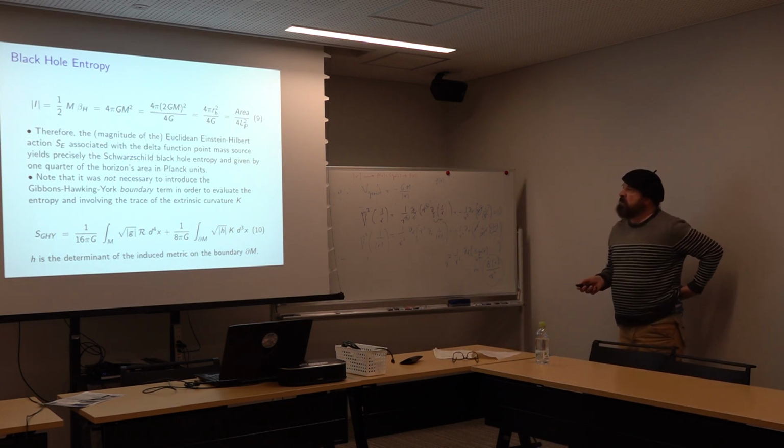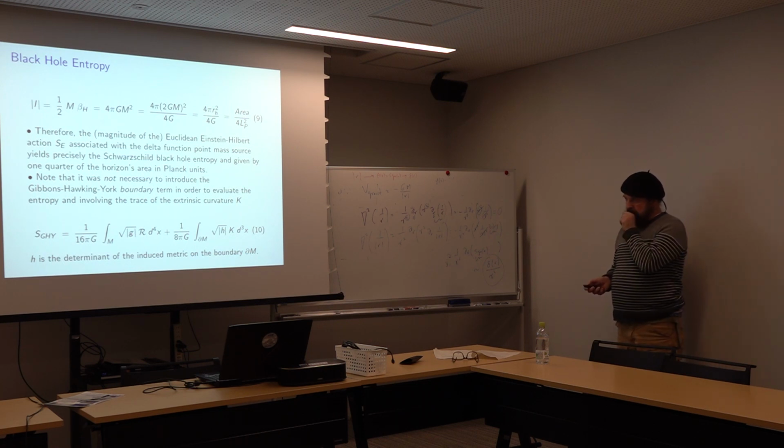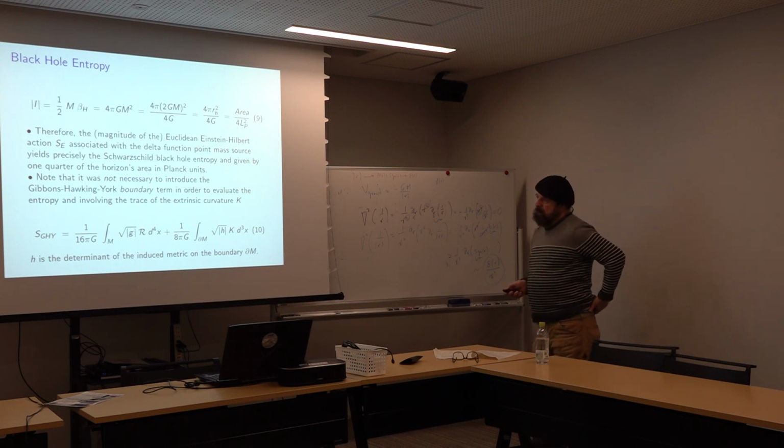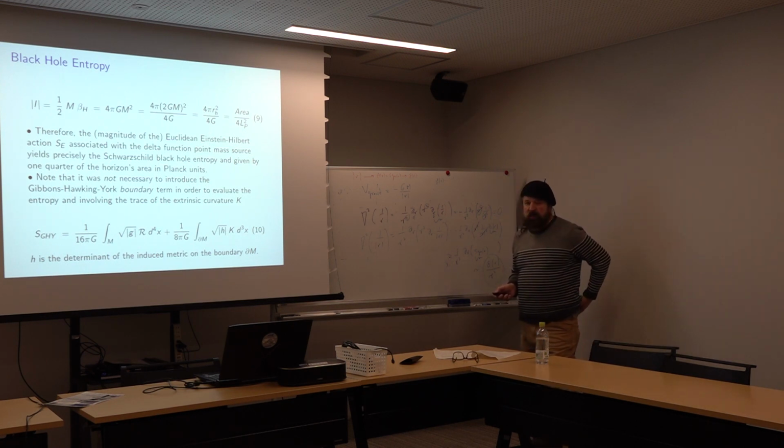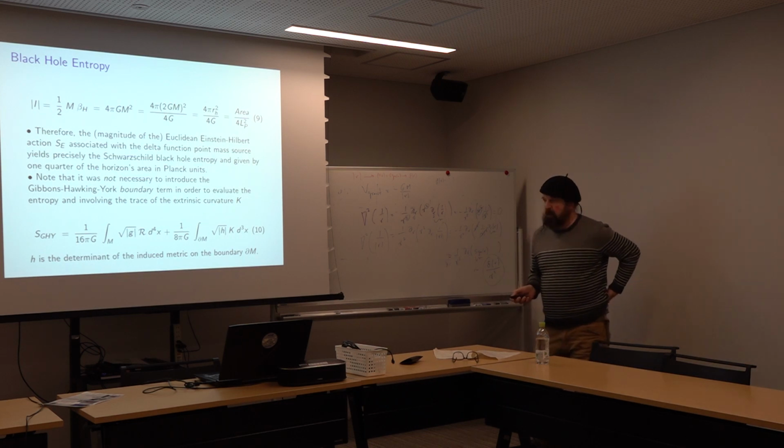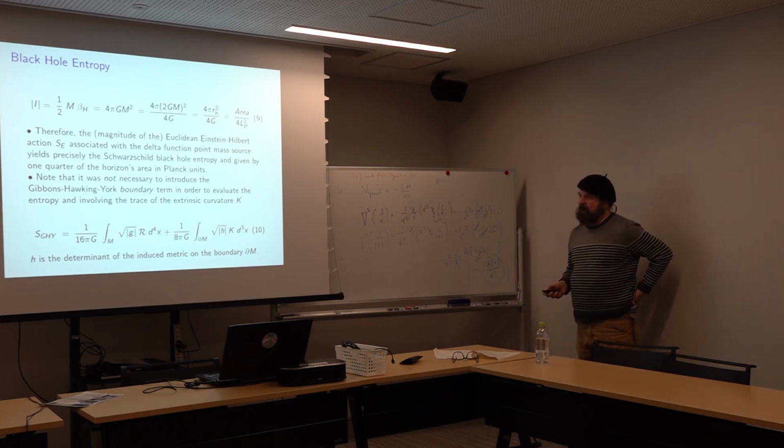Okay. So now the question is, how did Gibbons, Hawking, and York evaluate the entropy of a black hole for the Schwarzschild solution? You see, Gibbons, Hawking, and York modify the Einstein-Hilbert action by including the boundary term. So remember, the scalar curvature associated with the Schwarzschild solution is identically 0. So obviously, the Einstein-Hilbert action associated with the Schwarzschild solution is trivially 0.